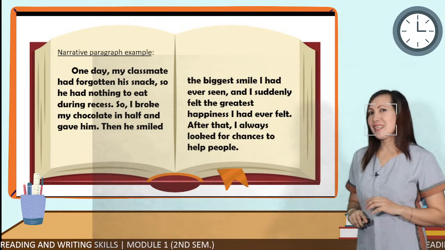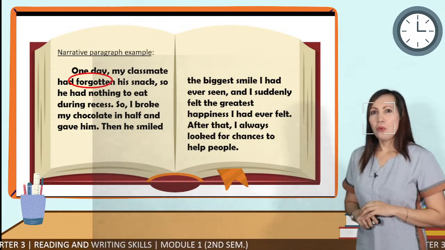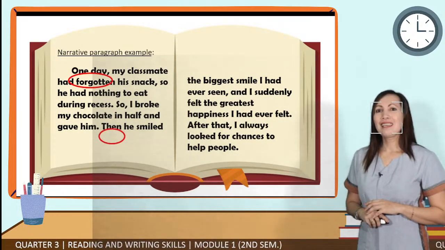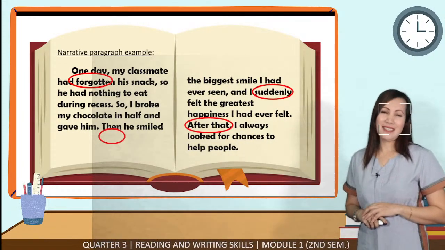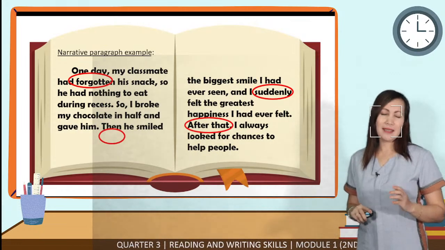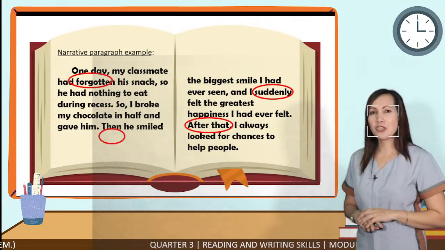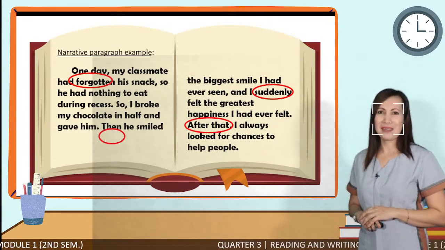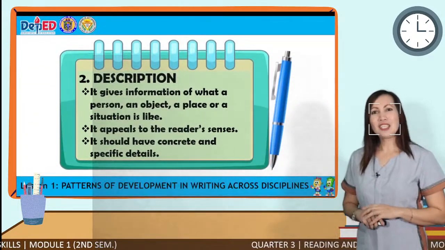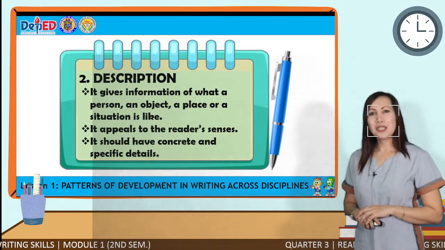So we can see there, one day, then, suddenly, and after that. So these are the key transitional devices used in developing this narrative paragraph. Let's move to the next pattern, description.